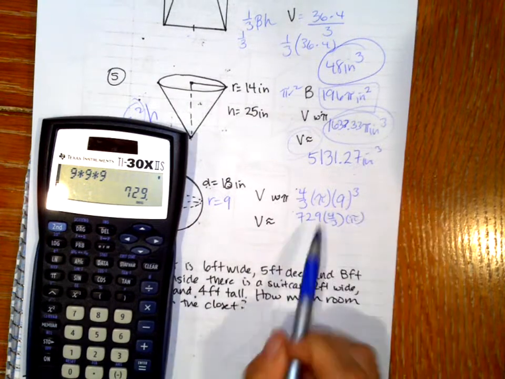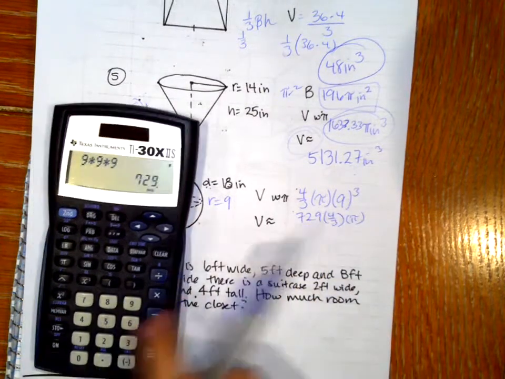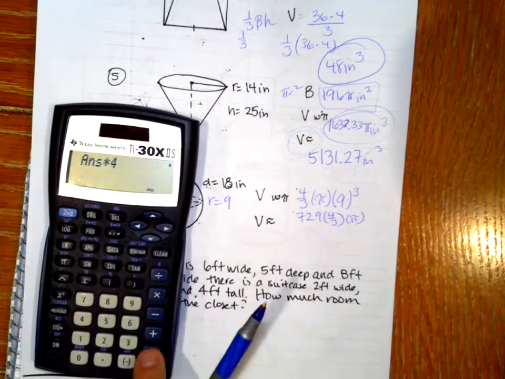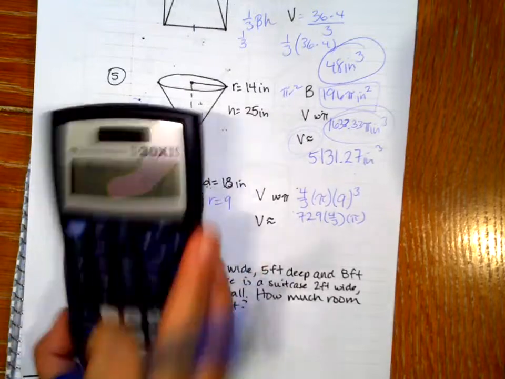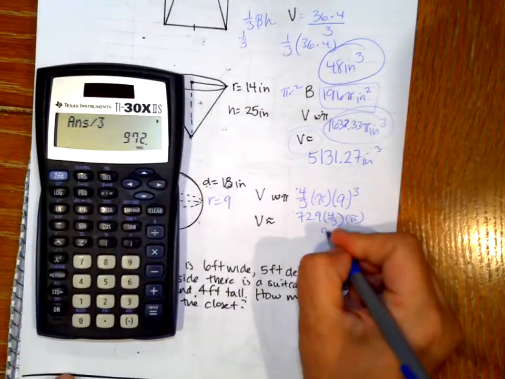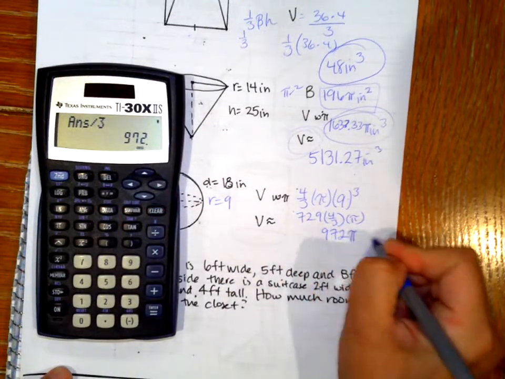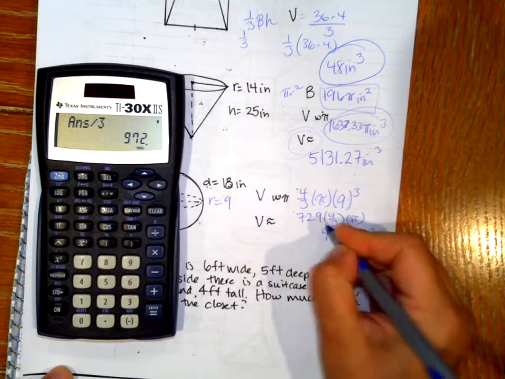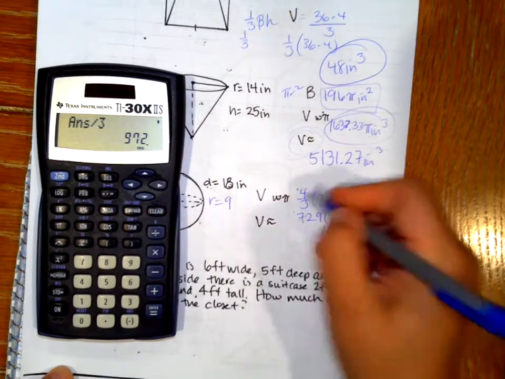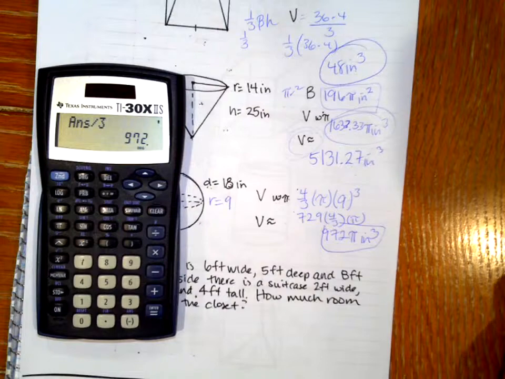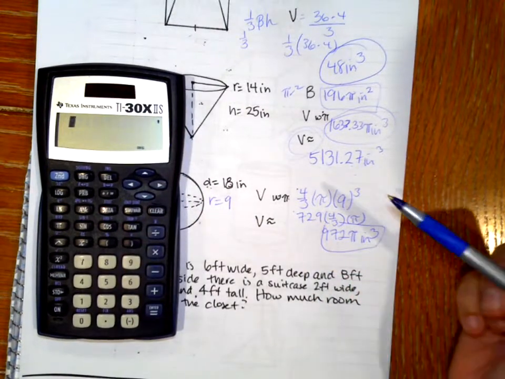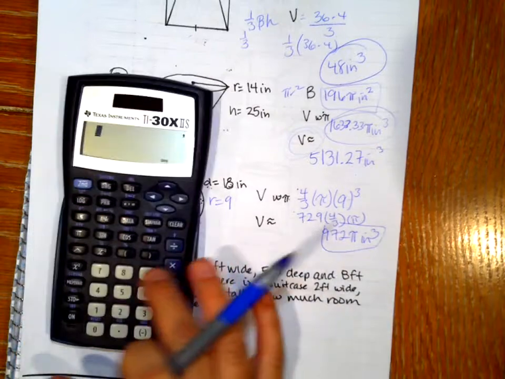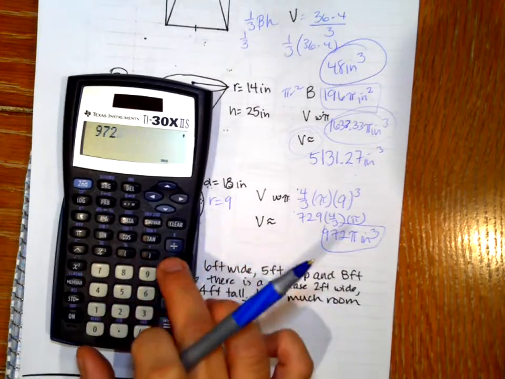Let me multiply that out. So I'm going to multiply that by 4, and then I'm going to divide it by 3. So I get 972 pi inches cubed. Okay, that's this guy right here, if I leave it in terms of pi. If I want the approximation, I just take that 972 and multiply it by pi.